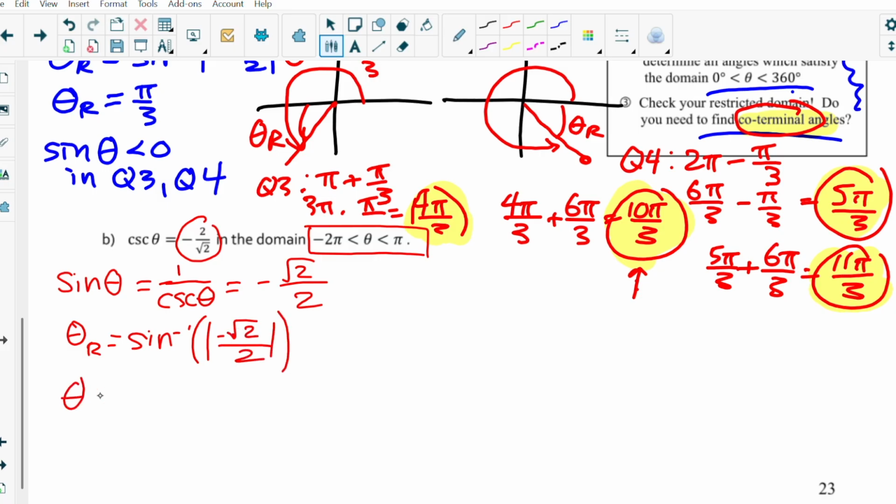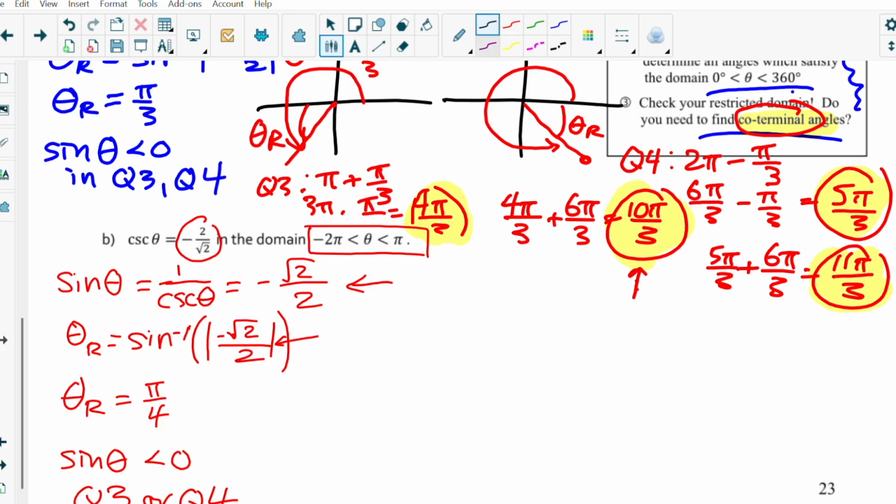Okay, and then without a calculator, what angle is associated with a positive square root of 2 over 2? Remember the absolute value bars here. Okay, that's pi over 4. That's a reference angle of pi over 4. Okay, but we're also thinking about the sine ratio is less than 0, right? It's negative. It's less than 0, so that's either in quadrant 3 or quadrant 4.